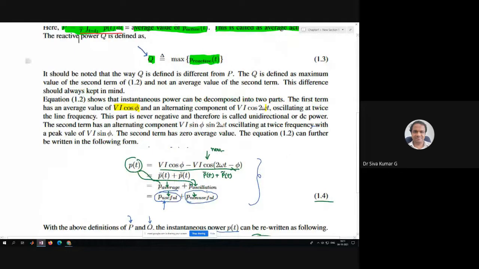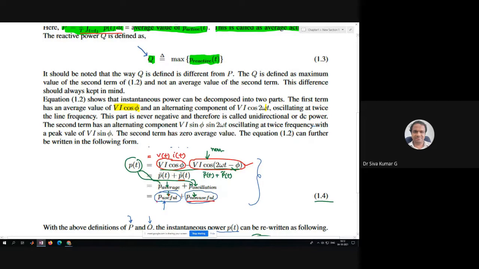In another form, we have seen this particular equation: P of t is equal to V of t into I of t, which also gives this equation. This is the useful power, and this is the non-useful power. This is also one of the definitions. They call it the average power or the useful power, and the term V I cos of 2 omega t minus phi is the oscillating power, which is a non-useful power.